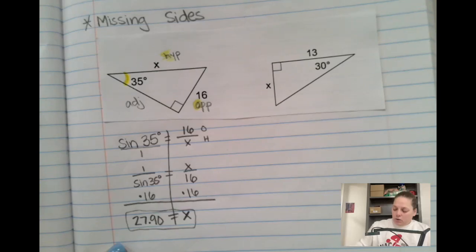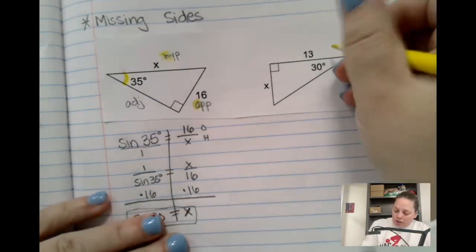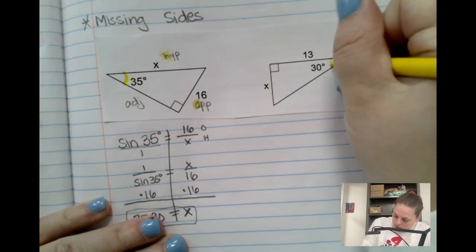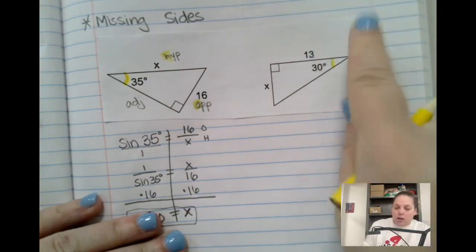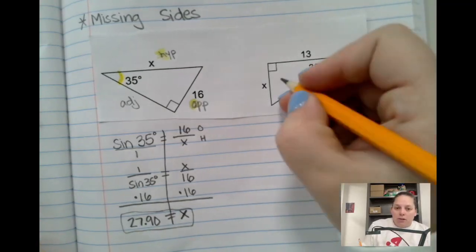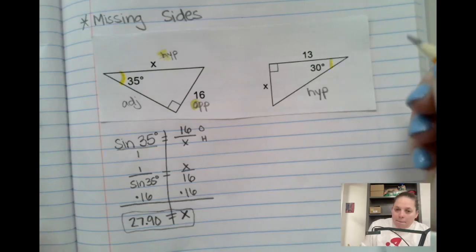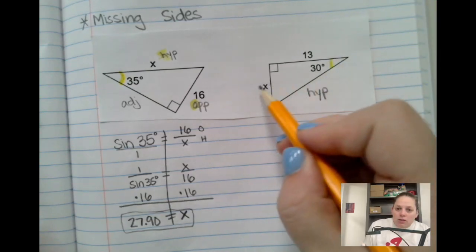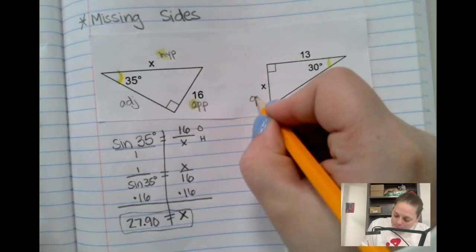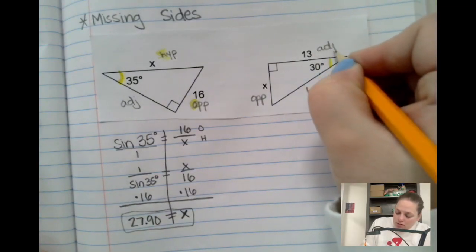All right, so here we go with one more. Again, we always look at our angle first. So this time we have 30 degrees. I'm going to look at my sides based on that 30 degrees. I like to start with my hypotenuse. That's across from the 90. Across from my angle is my opposite, and touching my angle is the adjacent.